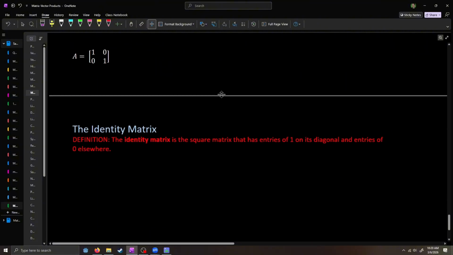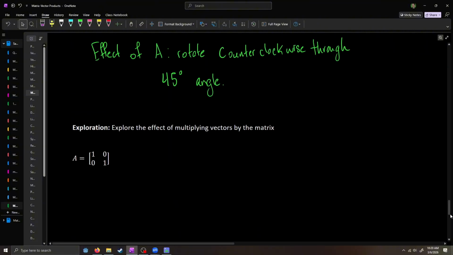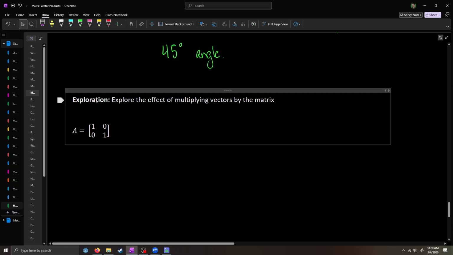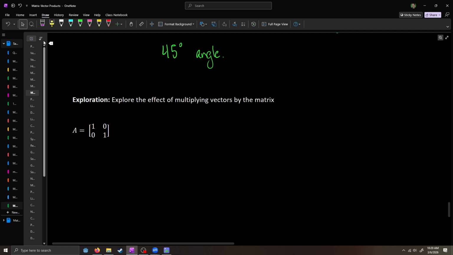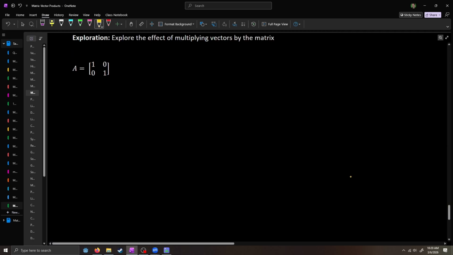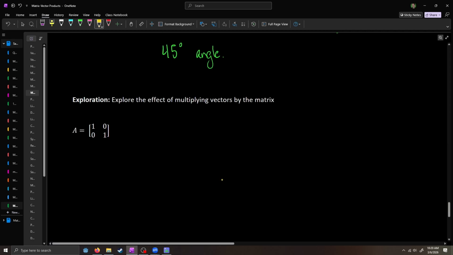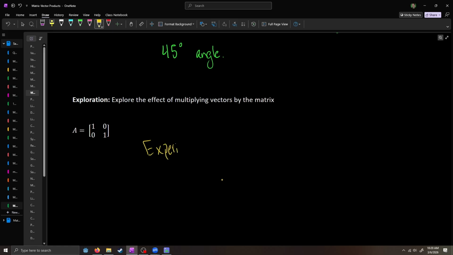Finally, let's go ahead and explore this last matrix here. A is equal to 1, 0, 0, 1. So ones on the diagonal and zeros elsewhere. Once again, let's just throw down some experimental vectors and apply A to them and see what happens.